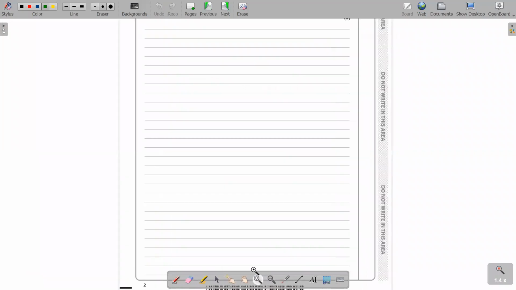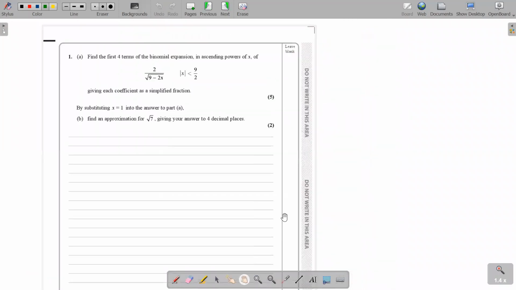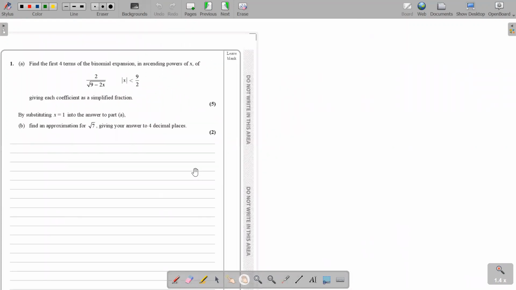Okay, question number 1. They say here: find the first 4 terms of the binomial expansion in ascending powers of x of 2 over root 9 minus 2x, giving each coefficient as a simplified fraction. Okay, so then shall we expand this? How do we expand? What's the basic rule we use to expand here?